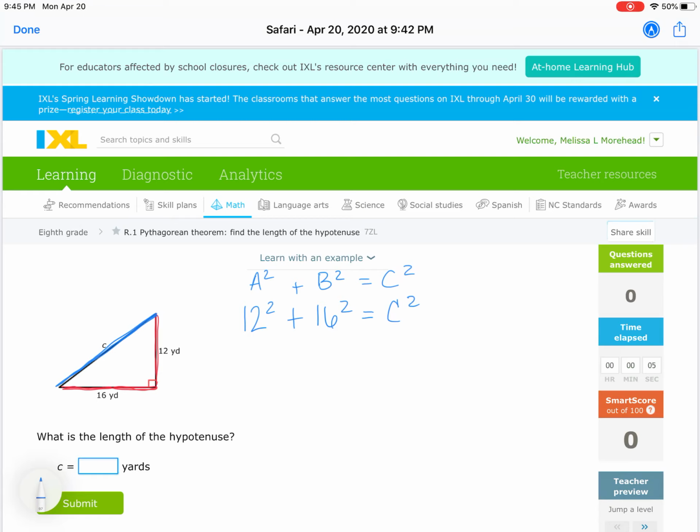12 squared is obviously 144 plus your 16 squared, 256, gives you a total of 400. Right, then you're going to take that number and you're going to find the square root of that number. So the square root of 400 would be 20. So then your answer for C squared is 20.